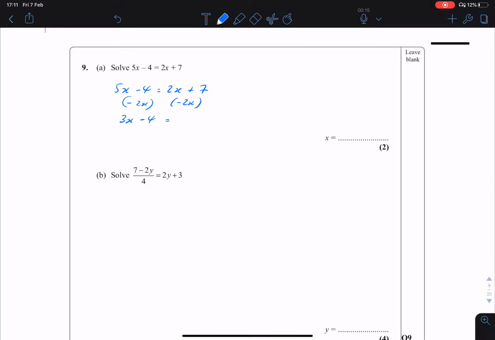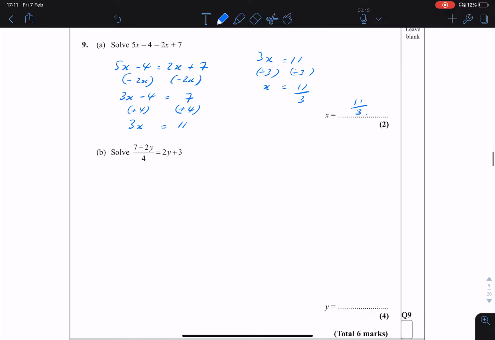Now 2x minus 2x is 0, so I'm just left with the 7 over there. Now I'm going to add 4 to both sides to get my numbers together. So I end up with 3x equals 7 plus 4, which is 11. I'm going to divide by 3, and I'm going to get x equals 11 over 3. Not particularly nice, but there you go.